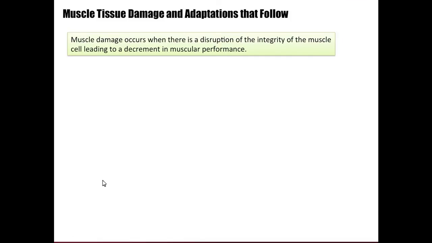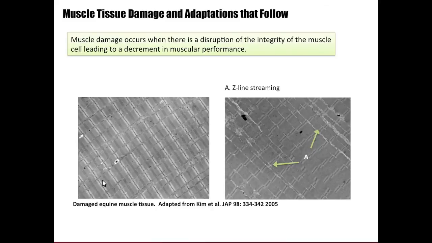Now let's talk about muscle damage. What is muscle damage? Well, muscle damage occurs when there's a disruption of the integrity of the muscle cell, leading to a decrement in muscle performance. So here we have some damaged muscle tissue. To the left, we have normal muscle tissue. But then after you do an exercise bout, look what happens to it. And what that's called there to your right is called Z-line streaming. So before, the Z-lines are perfectly aligned, and then they start to strain.